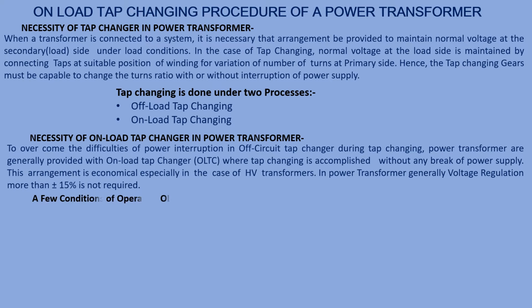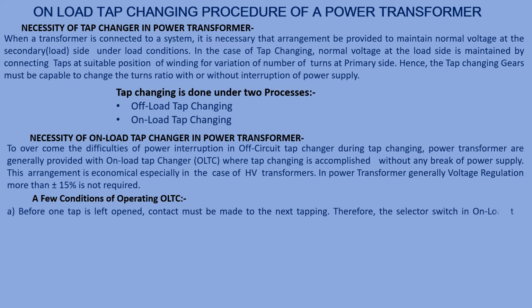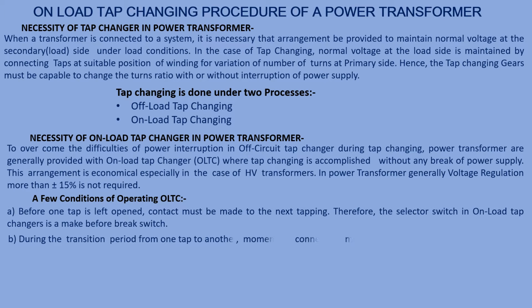A few conditions of operating OLTC. A. Before one tap is left open, contact must be made to the next tapping. Therefore, the selector switch in on-load tap changers is a make-before-break switch. B. During the transition period from one tap to another, momentary connection must be made between two adjacent taps, which results in short circuit of turns between the taps.